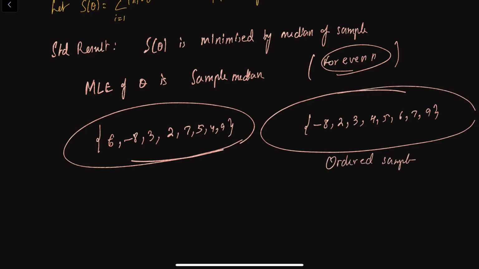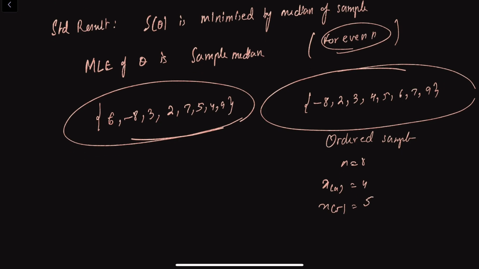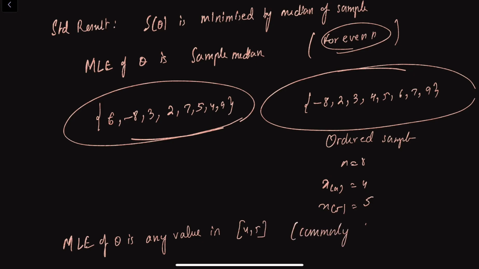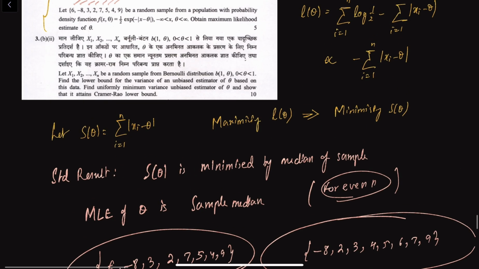So we can see n = 8 here, which means the middle values are 4 and 5. Any value between 4 and 5 will minimize our S(θ). So the MLE of θ is any value in the interval 4 to 5. Commonly, we take it as 4.5. So that's about the first part.